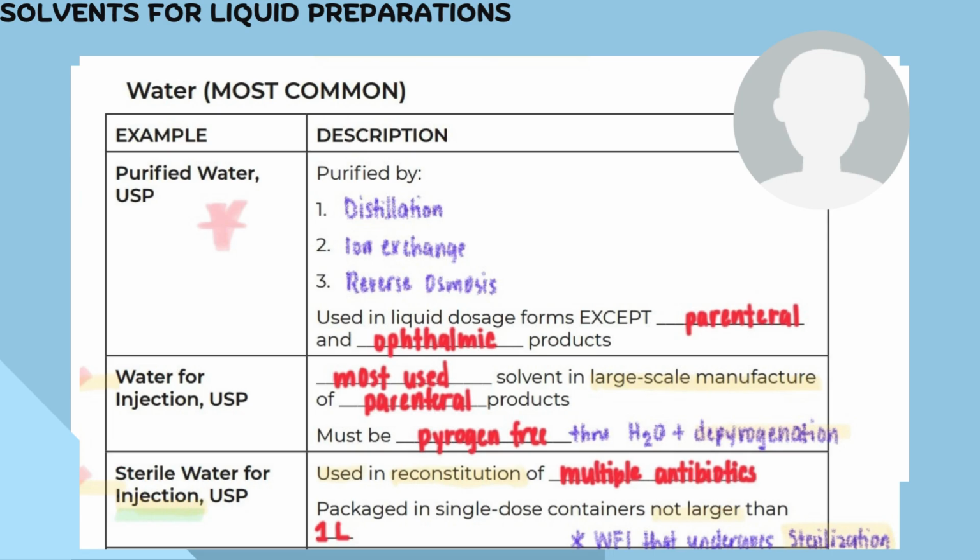And then third, the sterile water for injection USP. So it is water for injection that has been sterilized. The single dose na siya, lesser than 1 liter. So it is used for reconstitution of antibiotics and injectables, and not for multi-use containers.